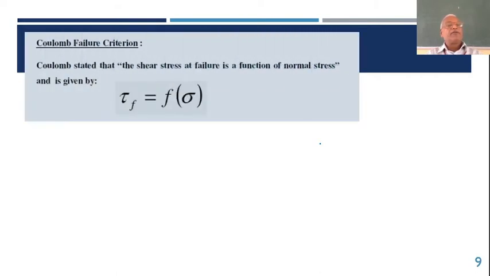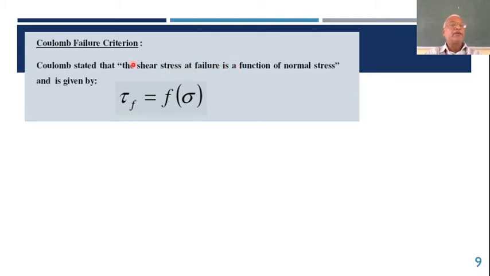Coulomb's failure criteria. There are two names, Coulomb and Mohr. The first person is Coulomb. Based on his tests, he put forward the hypothesis that the shear stress at failure is a function of normal stress. Shear stress at failure is what we generally call shear strength.